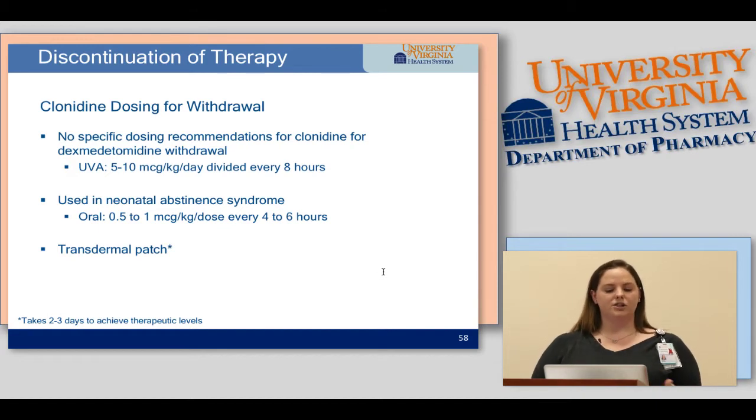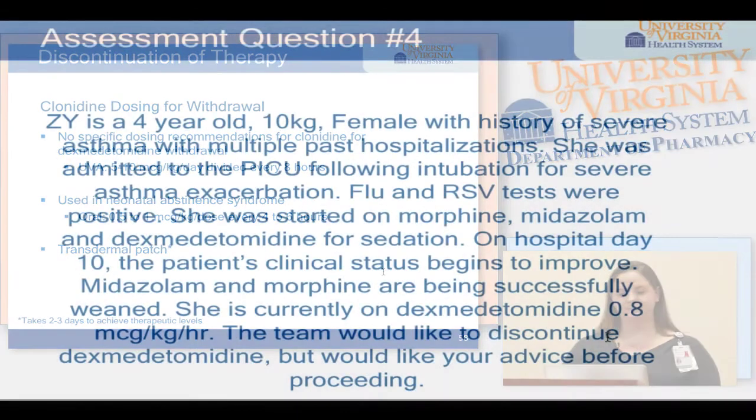And then when it comes to the transdermal patch, it takes 2 to 3 days to achieve therapeutic levels. So generally in the beginning, the transdermal patch is not going to be the option that we choose first, right off the bat. We may stay with the oral first, and then if they need to be on Clonidine for a longer period of time and they're on a stable dose, we can then consider the transdermal patch.